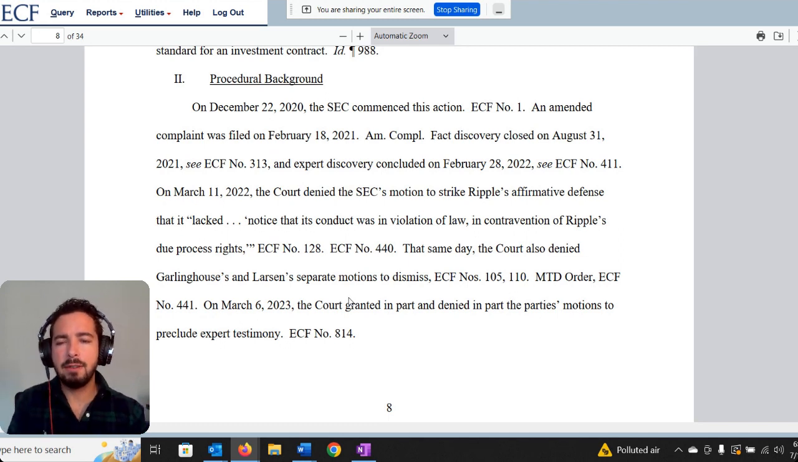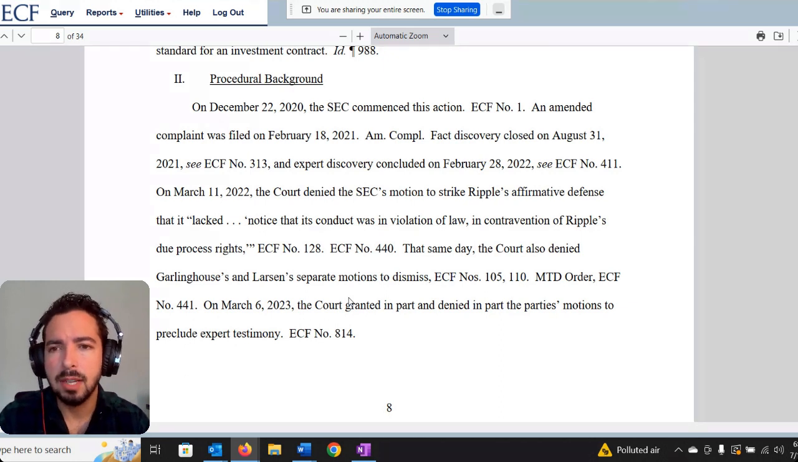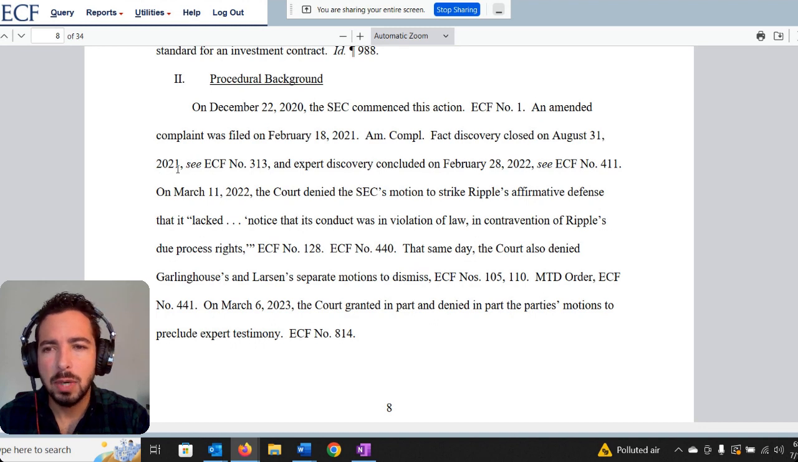Okay, so we left off on page 8, and here is the procedural background. On December 22, 2020, the SEC commenced this action. And again, you see here ECF number 1. That is the first document that was filed in the case. An amended complaint was filed on February 18th, 2021. Fact discovery closed on August 31st, 2021.